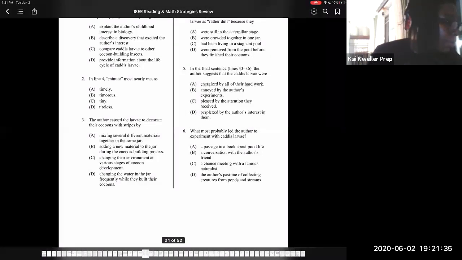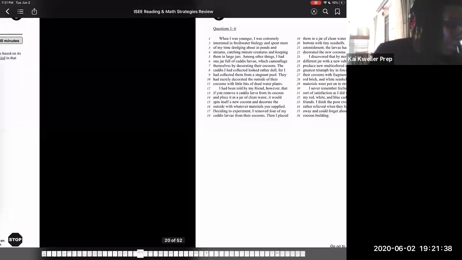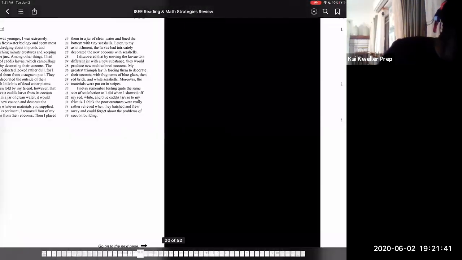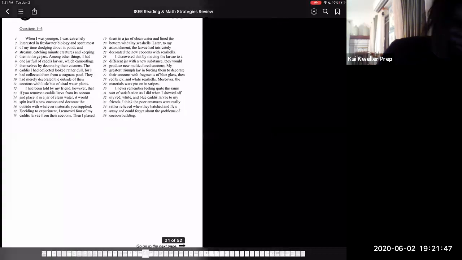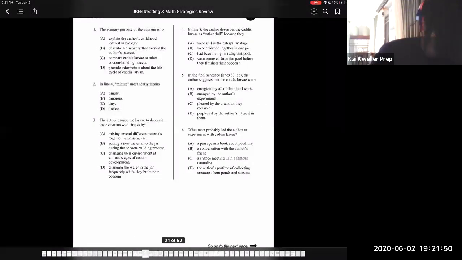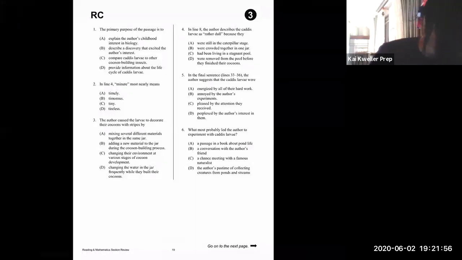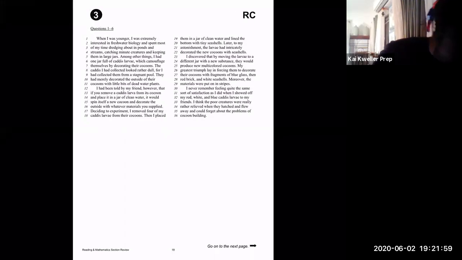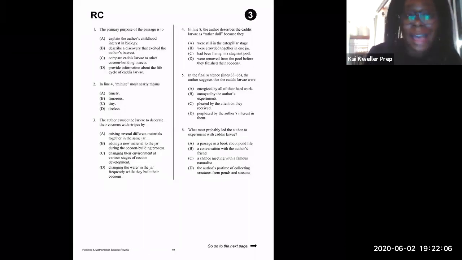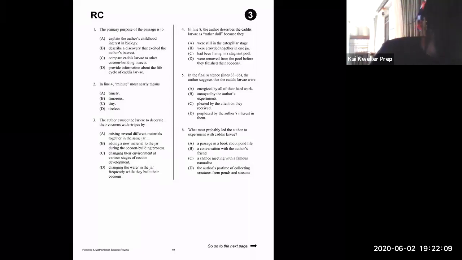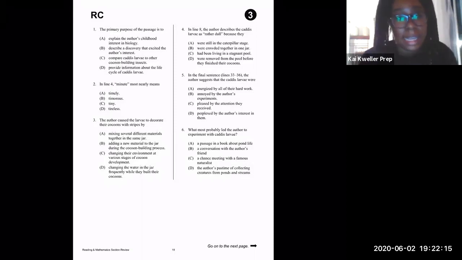In line four, minute most nearly means, and let's look at it in context. In line four: catching minute creatures and keeping them in large jars. That's the sentence it's embedded in. Keeping timely creatures, they're not really focused on the time here. The fact that you're able to keep the creatures in a jar really focuses in on their size. So for me, that made me think of tiny, and that is in fact the answer. So C is the answer because minute best means tiny.